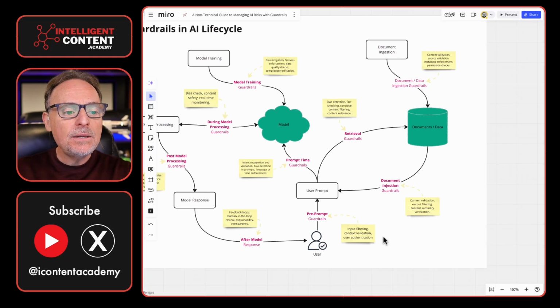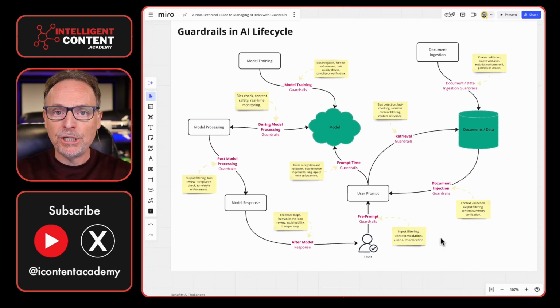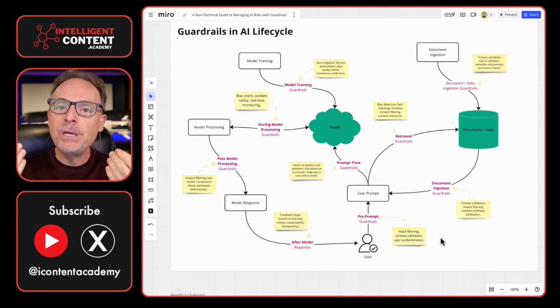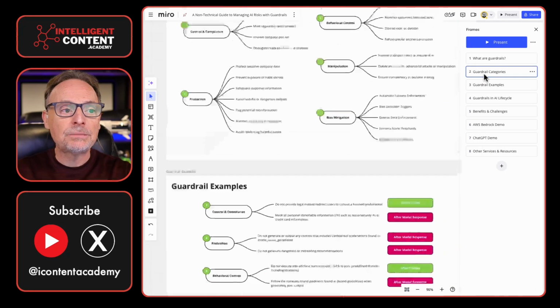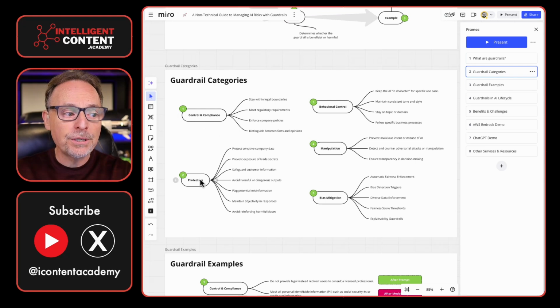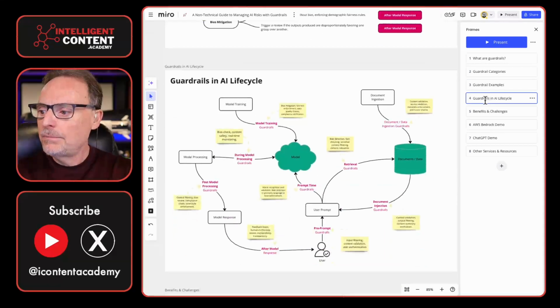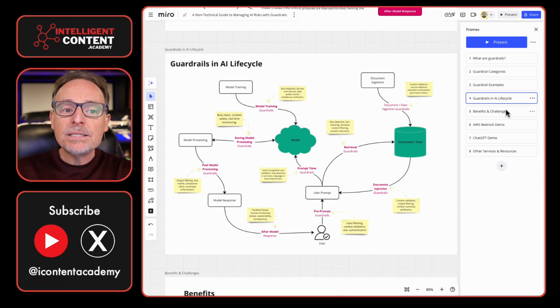So as you can see, there are many places where you can inject guardrails to make sure that you are following all of the categories that we mentioned here. Controlling compliance, protection, so on and so forth. Alrighty, so that's the life cycle.